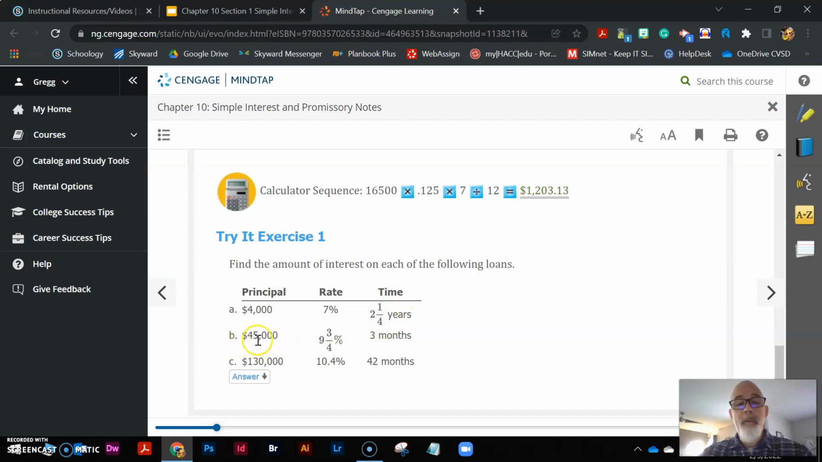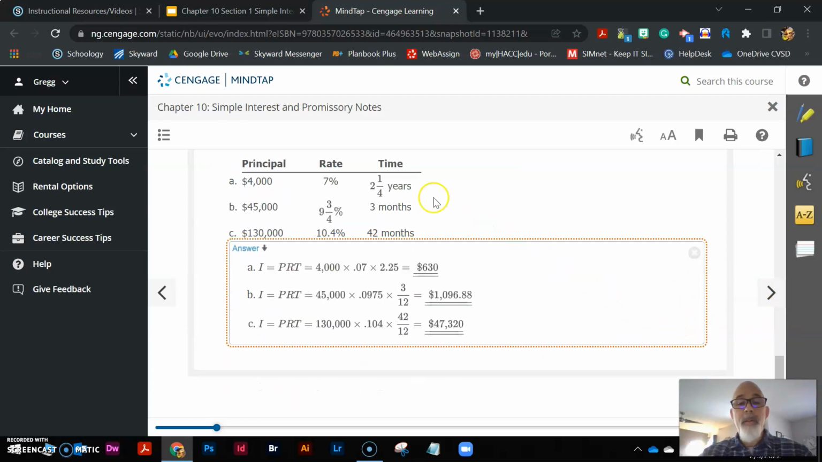Principal for the second one is 45,000. Again, here's my rate, 9 3/4. So again, if I took 3 divided by 4, that is 0.75. So my rate is 9.75%. If I have months, I know I'm putting 12 underneath there, so it's 3 over 12. And again, here's an example where they have 42 months, so you're putting 12 underneath. So let me show you the solution strategies for these three. As I said before on that first one, the 4,000 times 7% is what I'm given right here. The only thing that's a little bit tricky where you have to break things down is this 2 1/4.